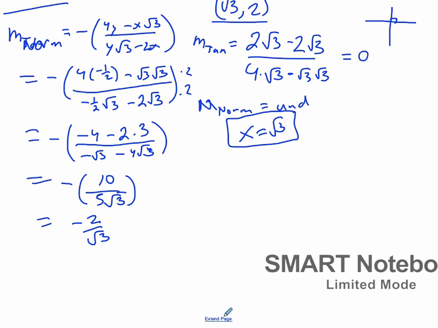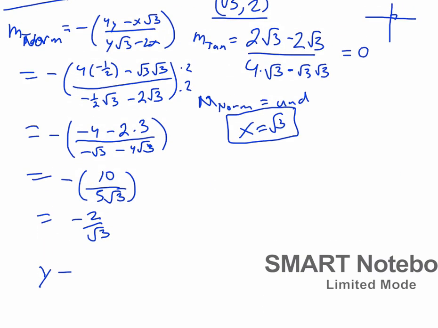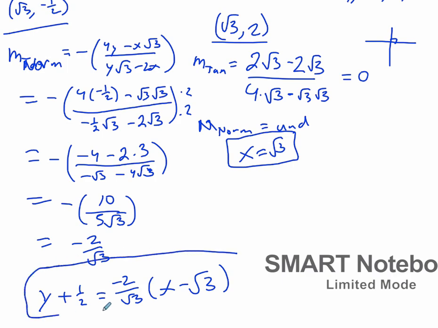Okay, so to write the equation of this normal line, we just need to do point slope form. So y minus, or what's going to be y plus half, equals the slope times x minus root 3 is the equation of that normal.